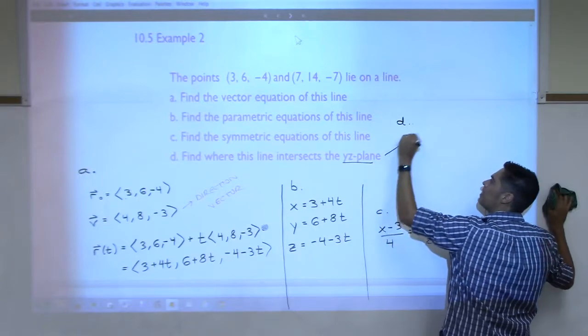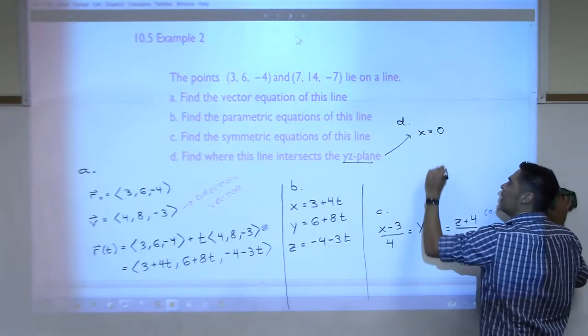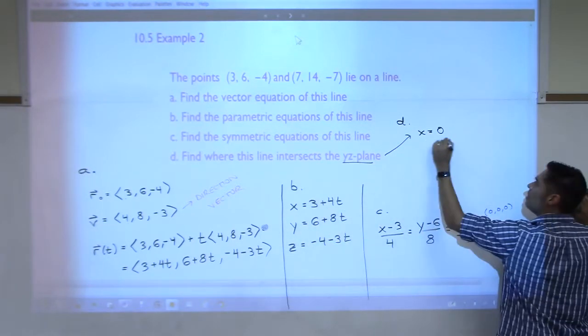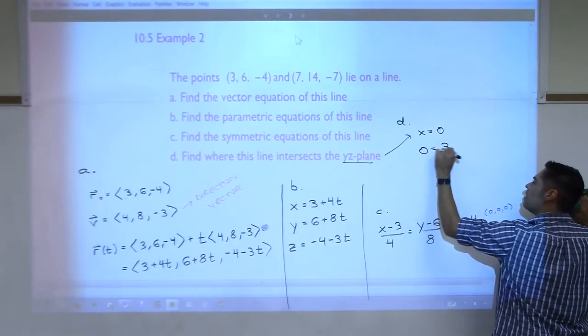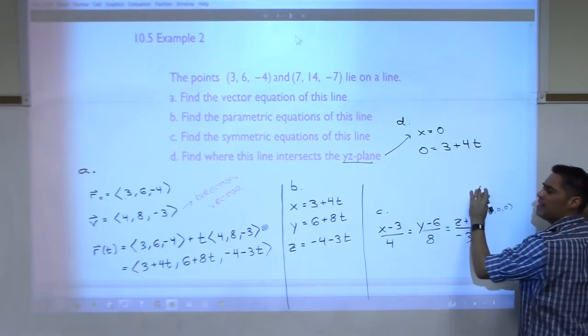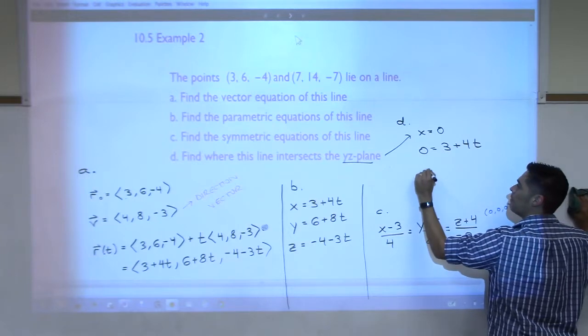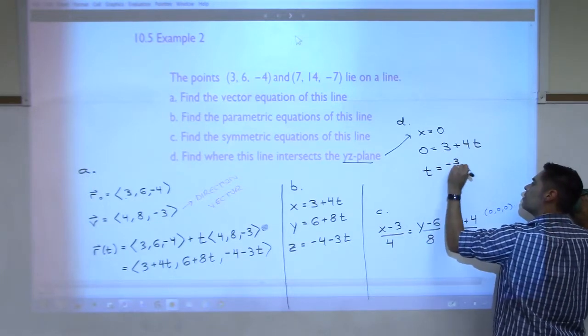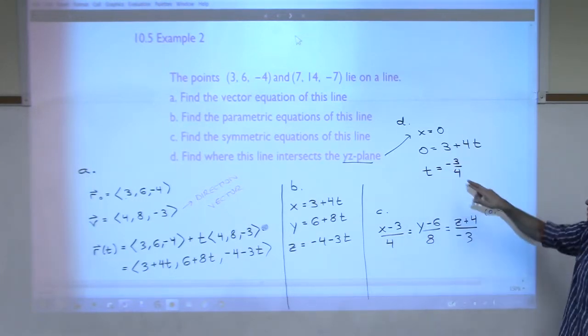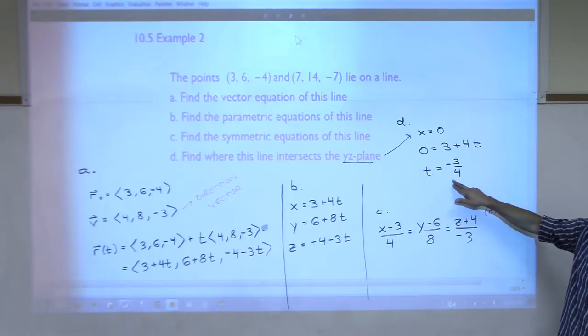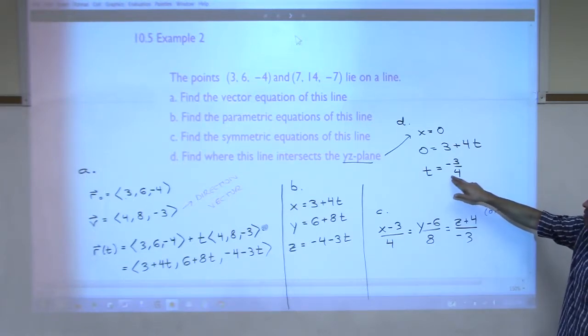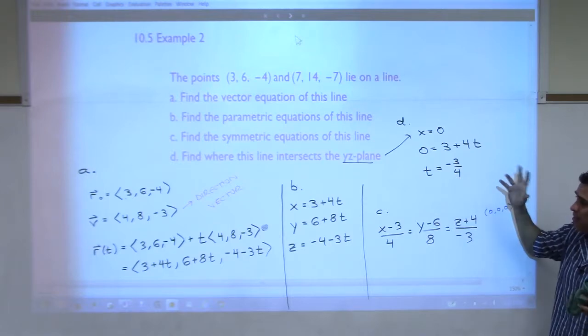YZ plane means x is 0, right? And if x is 0, using this, you get 0 equals 3 plus 4t, and that tells you that t must be what? -3/4. And if t is -3/4, that's what it's going to require. T has to be -3/4 for this to happen.